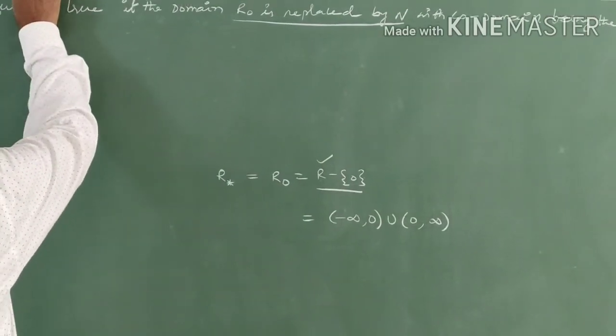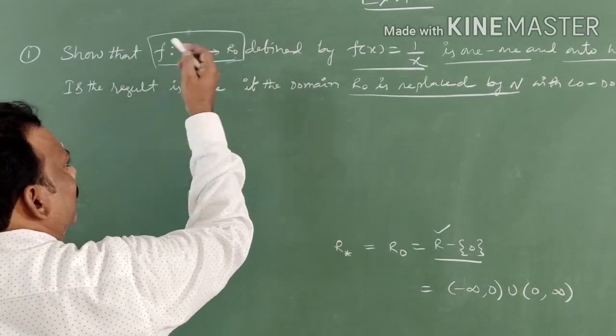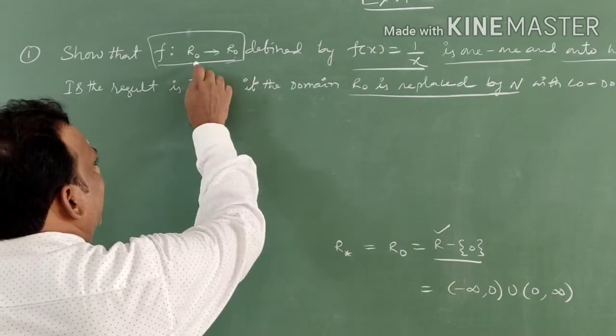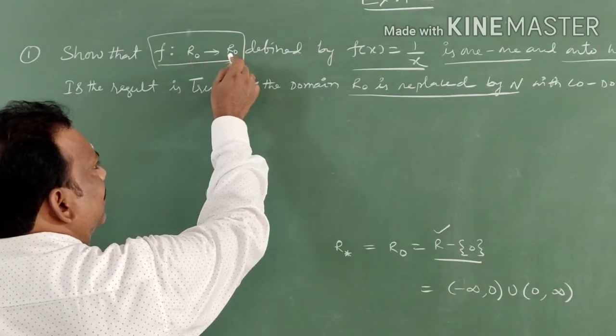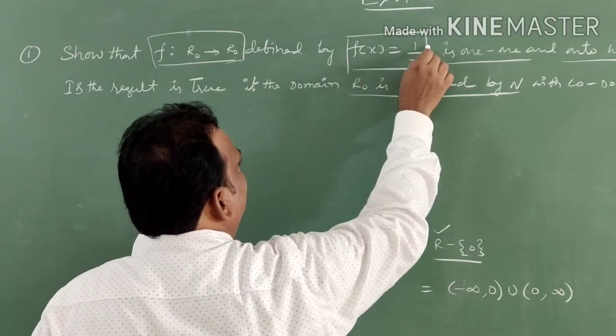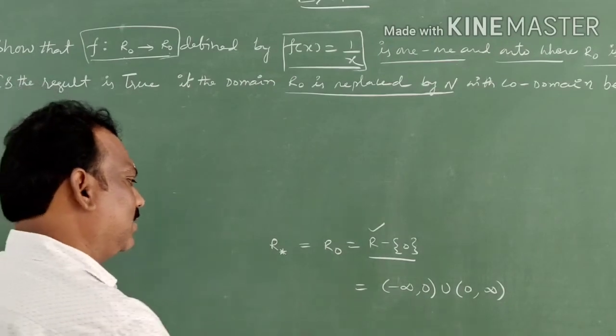First you have to understand this. In this, domain and codomain are both the same. Instead of f mapping from A to B, this is A, the domain, and this is B, the codomain. And here one function is defined. What is that function? F of x is equal to 1 by x.